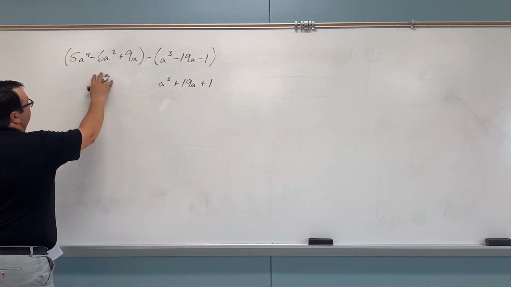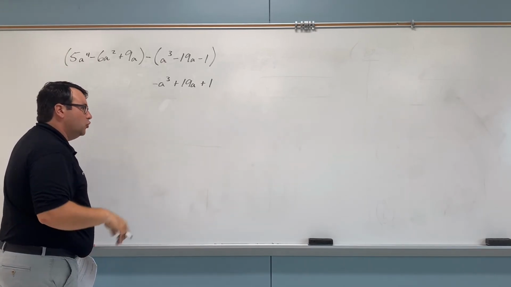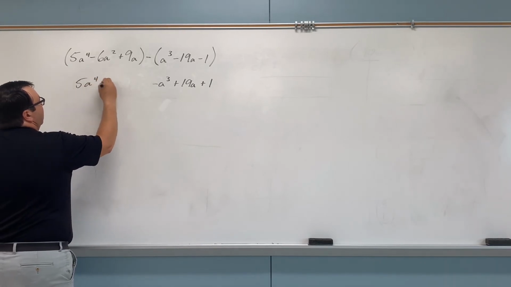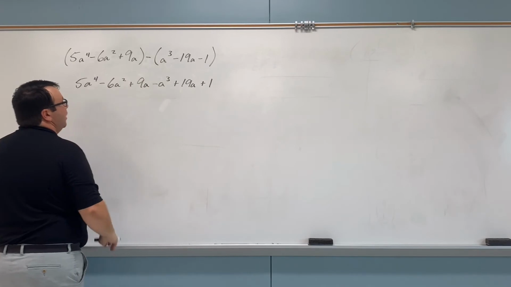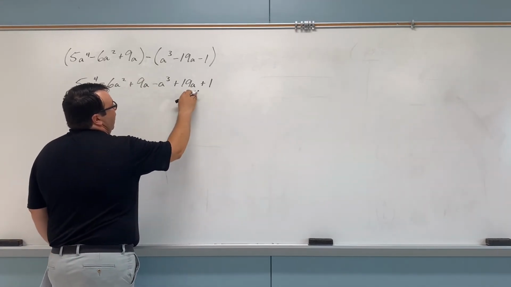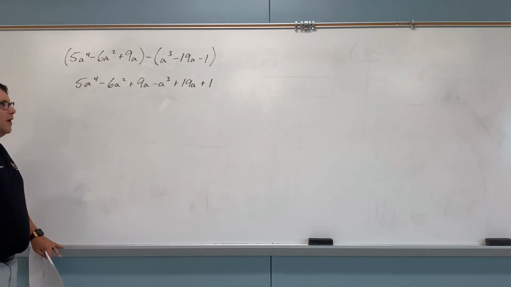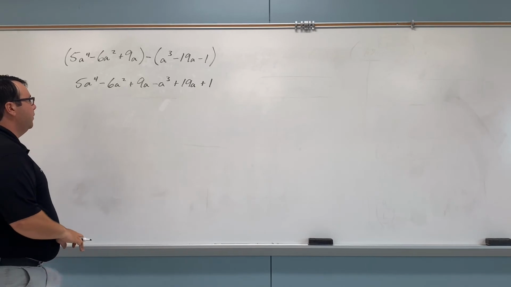The first polynomial, because there were no sign changes, I'm just going to bring it down, but I'm going to drop my parentheses. So I have 5a to the fourth minus 6a squared plus 9a. I'm subtracting a cubed, adding 19a, and adding 1. Notice that there are no parentheses now, and everything is more cohesive. So once you get the sign change out of the way, you can drop those parentheses. That's very easy to do.